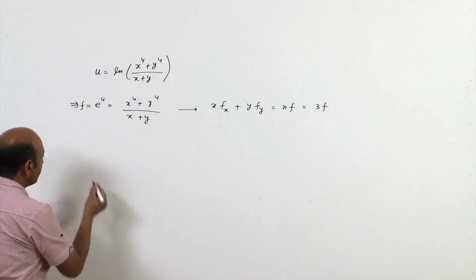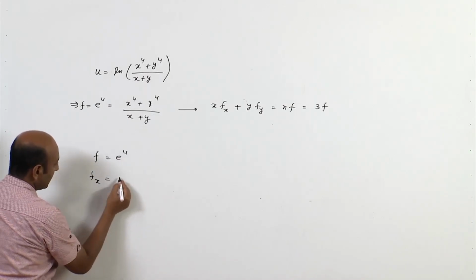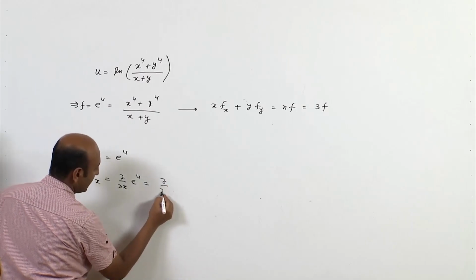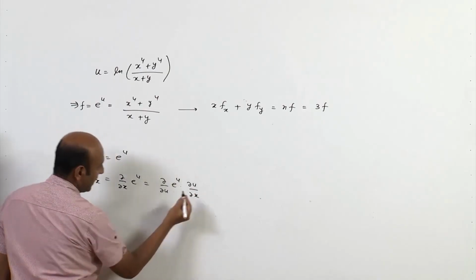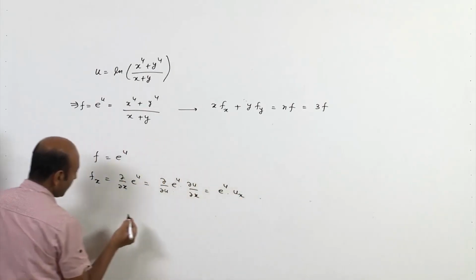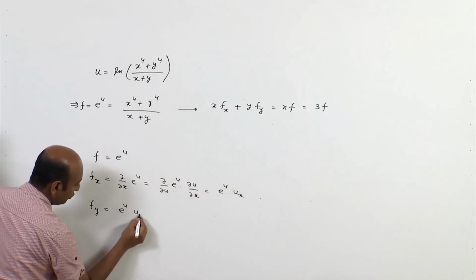And what is f? f is e raised to power u. So, what will be fx? It is del by del x of e raised to power u, which is del by del u of e raised to power u into del u by del x, and which is e raised to power u into ux. And similarly, fy will be e raised to power u into uy.